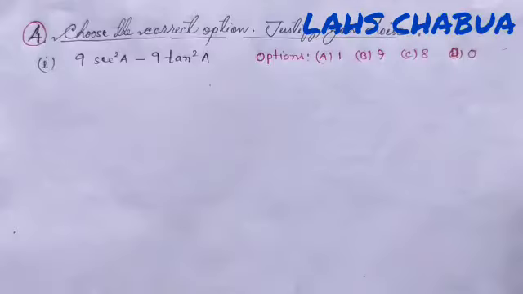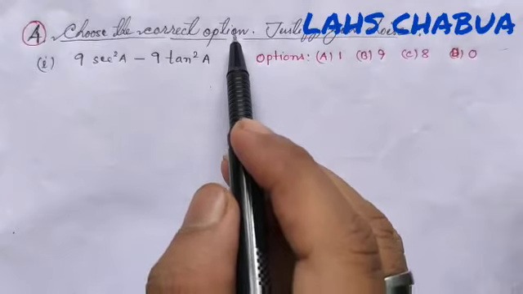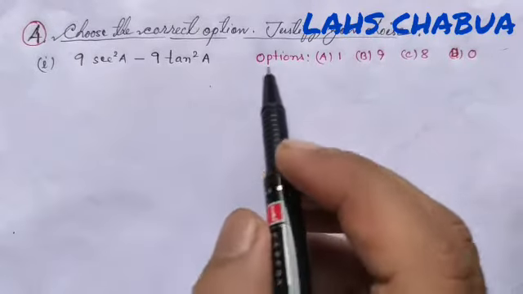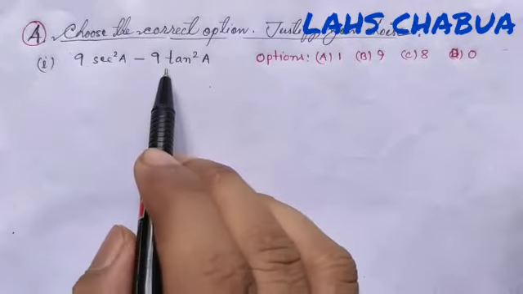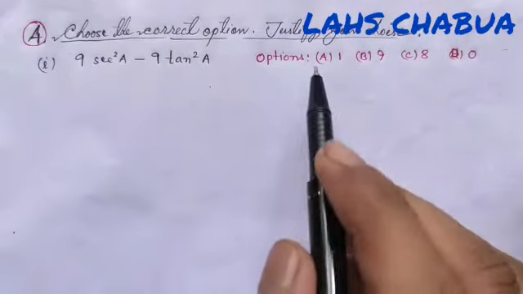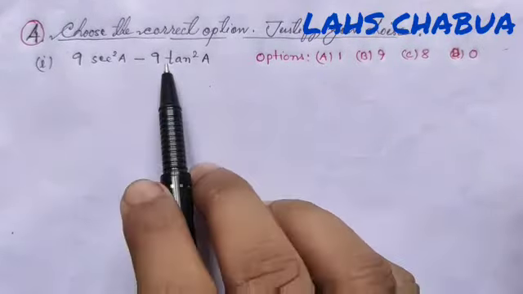Now come to the next question, that is question number 4. Choose the correct option. For each question, options have been provided. This is our first question from section 4, and the options are 1, 9, 8 and 0. The question says choose the correct option and justify your choice. So we are going to solve this question and check what answer we obtain.